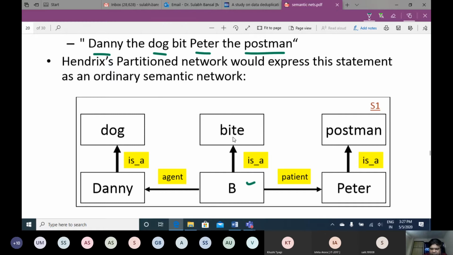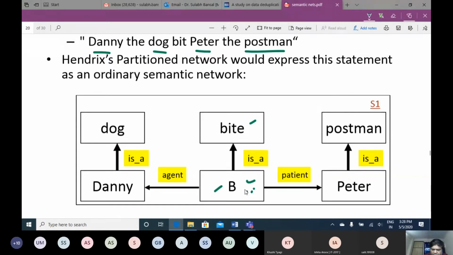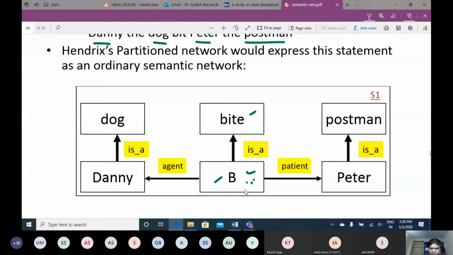And then this particular bite is represented as a B. So B is not a general class. The general class is bite, which represents all bites, and this particular B we are talking about in this sentence is an instance or a subclass of bite, the general class, and this particular bite is making a relation between Danny and Peter. Okay, so this is how this network has been represented.